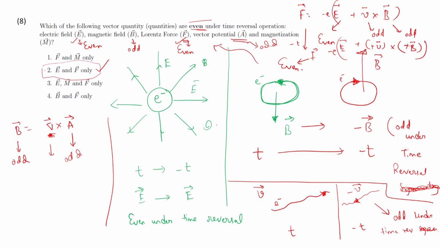Now what about the other quantities? The magnetization: B is equal to mu naught times (M plus H). This is odd. Since this is odd, this has to be odd and this has to also be odd. So these two quantities need to be odd under the time reversal.